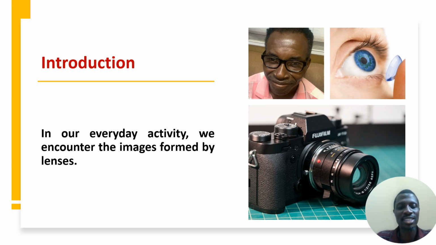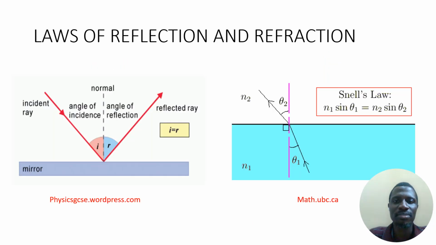So at the end of this lesson today, you should be able to define what a lens is, state and explain the common terminologies we use in describing a lens, state the types of lenses that we have, and define the power of a lens. But before we go on, we will remind ourselves of the laws of reflection and refraction.